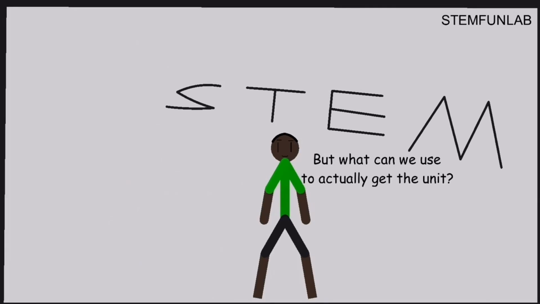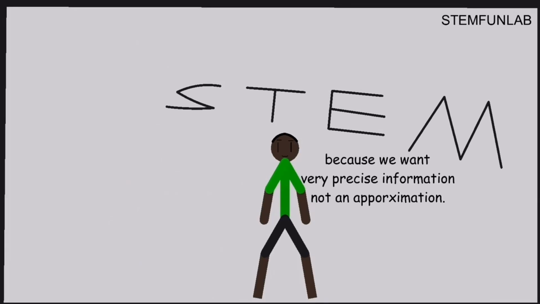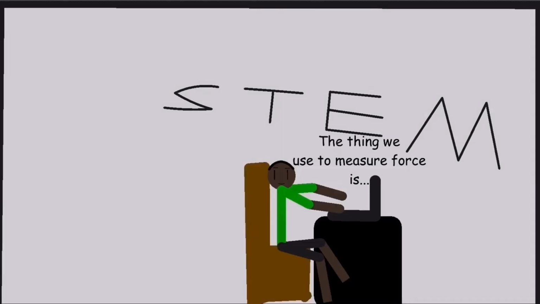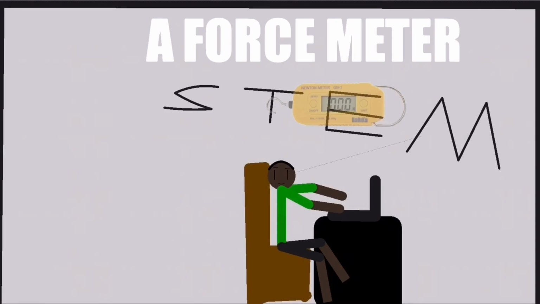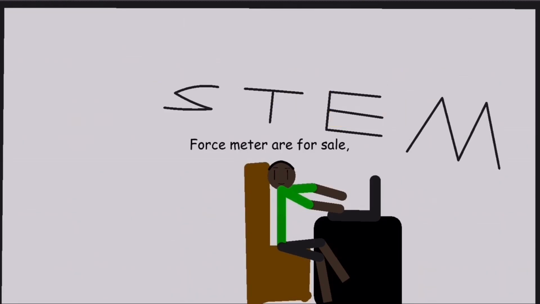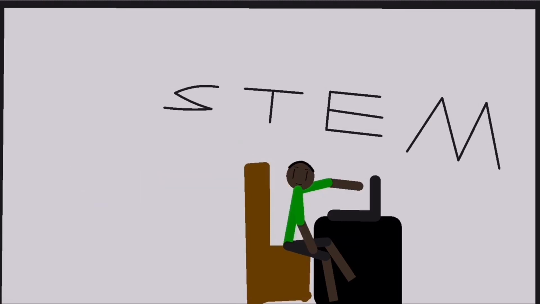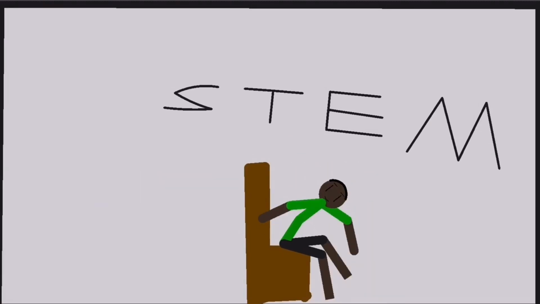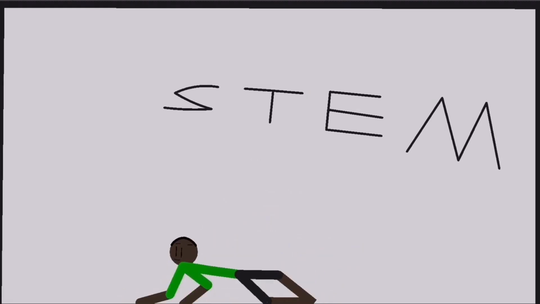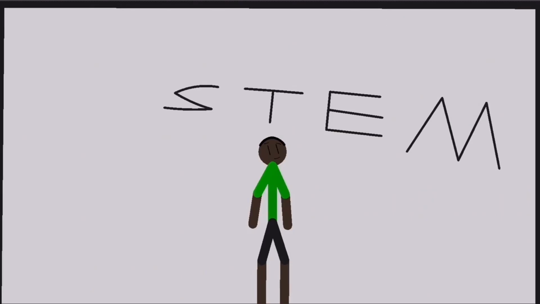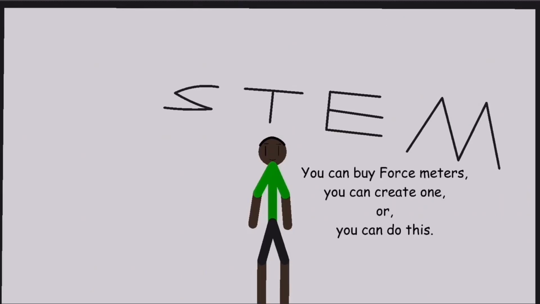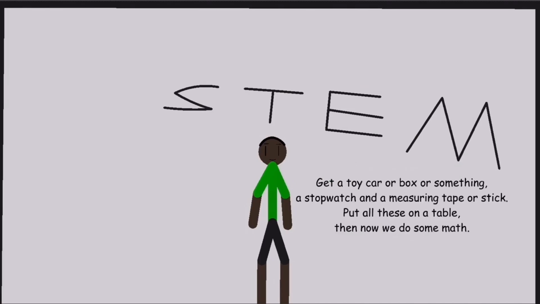But what can we use to actually get the unit? Because we want very precise information, not an approximation. The thing we use to measure force is a force meter. Force meters are on sale, so you can buy one or make one. Where was I? Oh yes, you can buy force meters, you can create one, or you can do this.